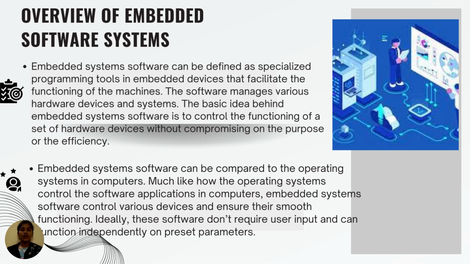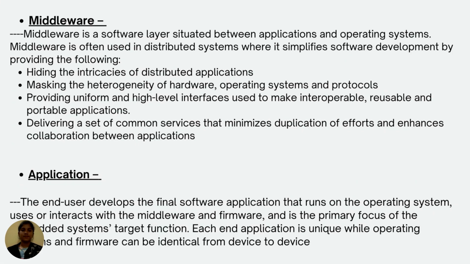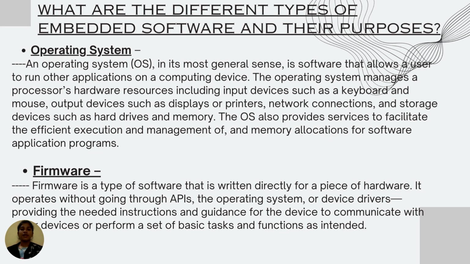Embedded system software can be compared to the operating systems in computers. Much like how the operating system controls the software applications on computers, embedded system software controls various devices and ensures their smooth functioning. Ideally, this software doesn't require user input and can function independently on preset parameters. So these are some of the different types of embedded system software and their purposes.